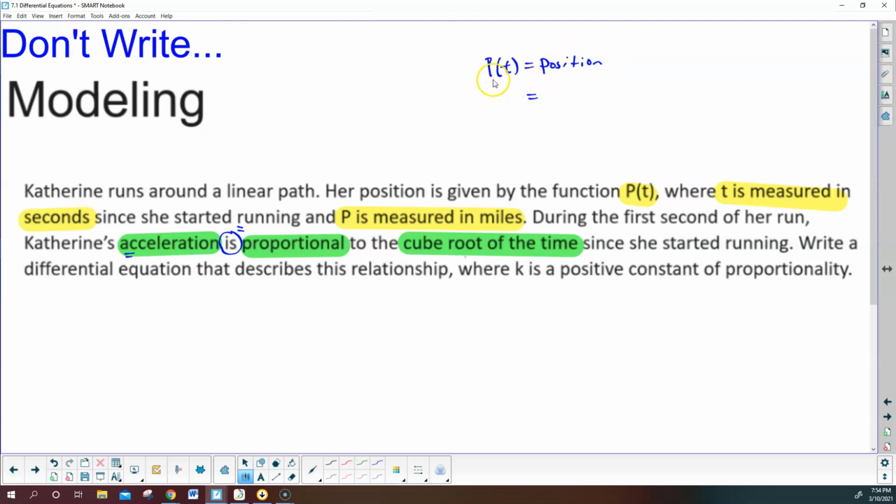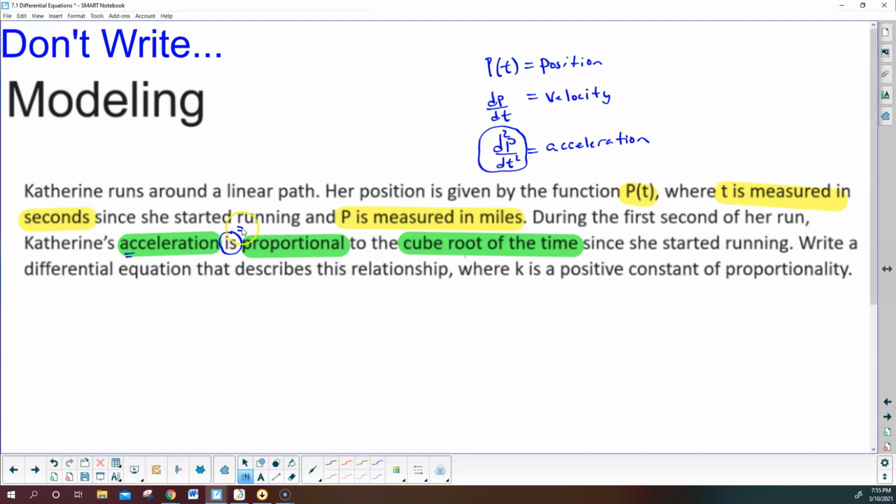And then we know that if I took the derivative of that, so let's call it the derivative of p with respect to t, that would be the velocity, right? The derivative of position is velocity. So what if I take the derivative again? That's d squared p over dt squared, and that is the acceleration. So when I see that word acceleration, I'm going to think of acceleration as the second derivative.